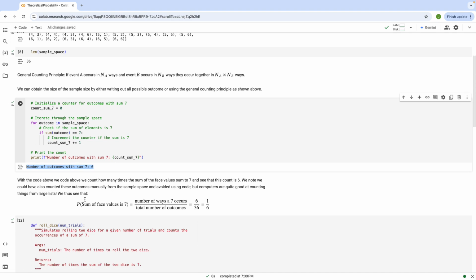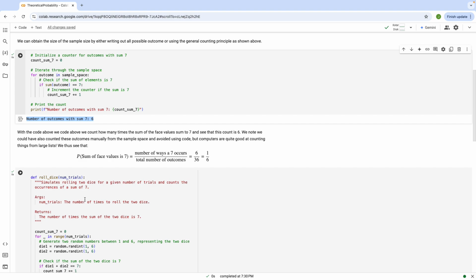The reason why that is useful for theoretical probability is because in theoretical probability, the probability of an event is the number of ways the event can occur divided by the total number of outcomes in the sample space. So in this instance, the probability that the sum of the face values is 7 is going to be 6 out of 36. The number of ways 7 occurs is 6 ways. The total number of outcomes is 36. So this gives the true probability of 1/6.